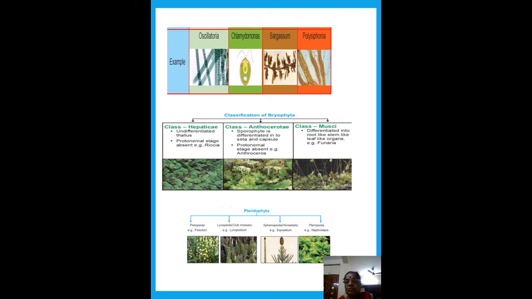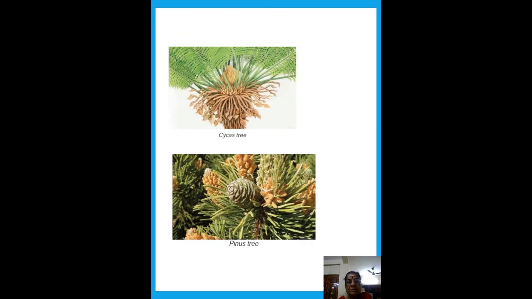Right. Next one. It is Gymnosperm. This is cycas plant. This is pinus tree. This is male cone, this is female cone. All these are male cones. This male cone will be small. This is female cone.